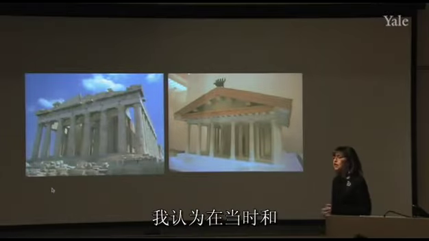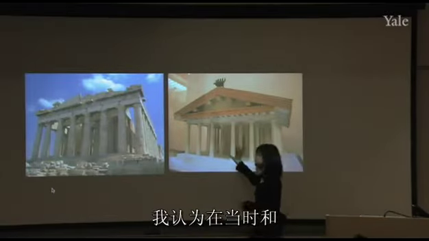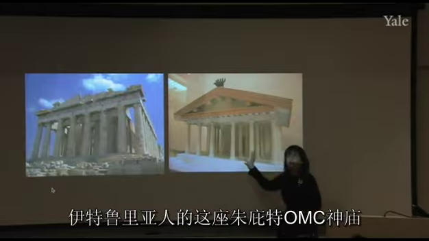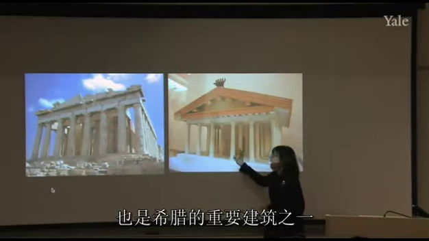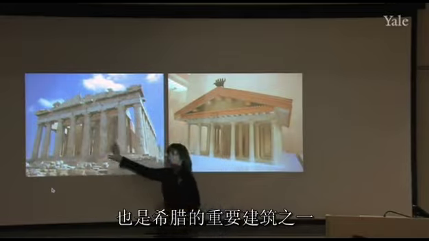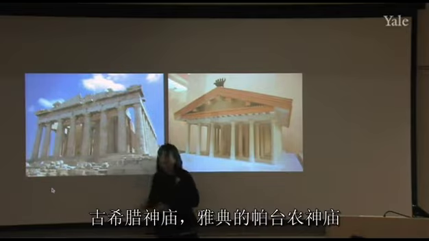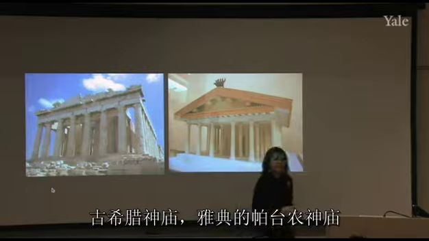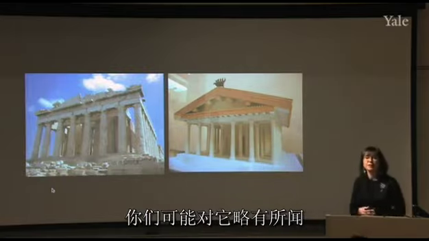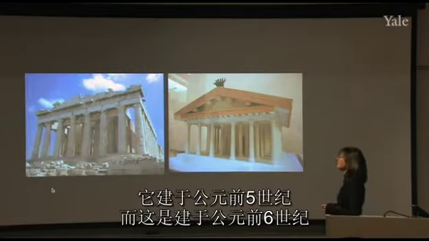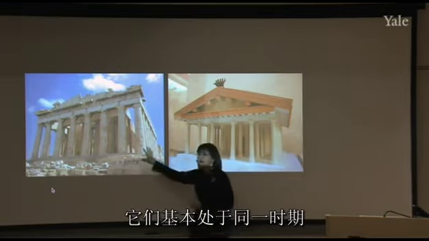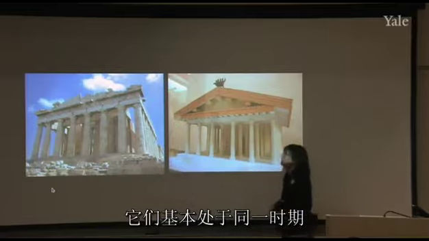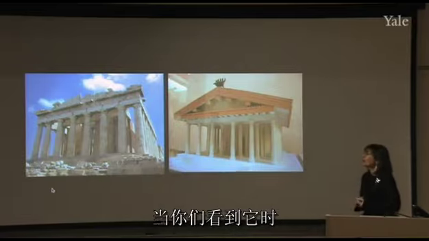Now, I think it's important at this juncture to make a distinction between the most important Etruscan temple, namely the temple of Jupiter Optimus Maximus Capitolinus, and you see a model of that here, and the most important ancient Greek temple, the Parthenon in Athens. The Parthenon in Athens dates, as you probably know, to the 5th century BC, this to the 6th century BC, so they are not exactly contemporary, but roughly contemporary to one another.